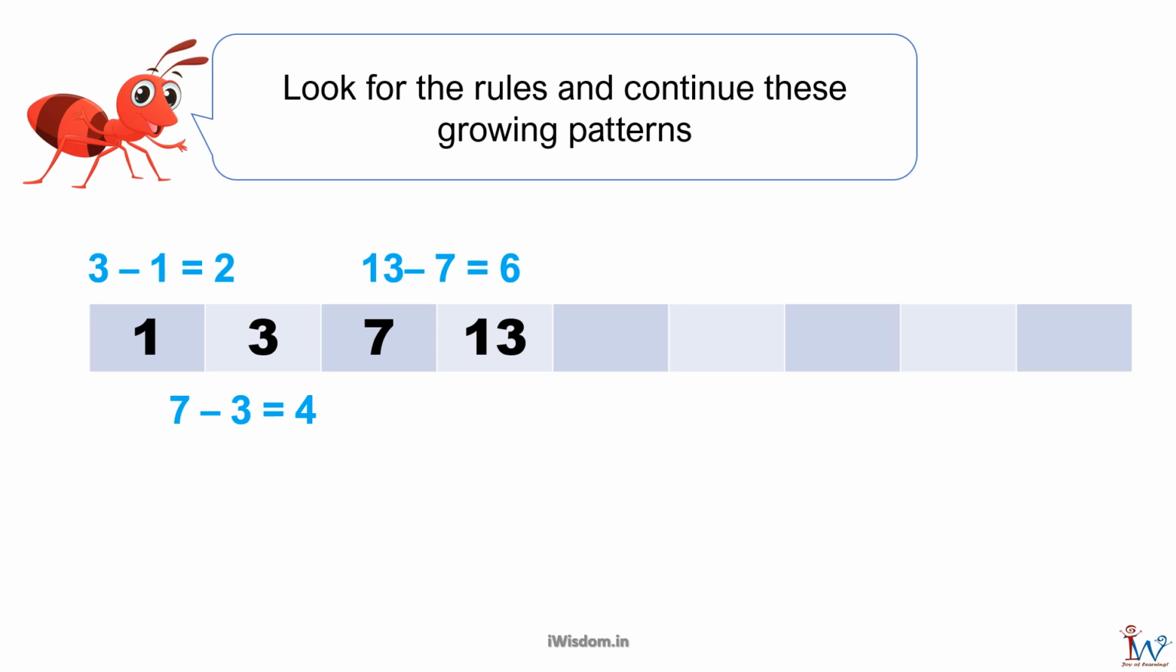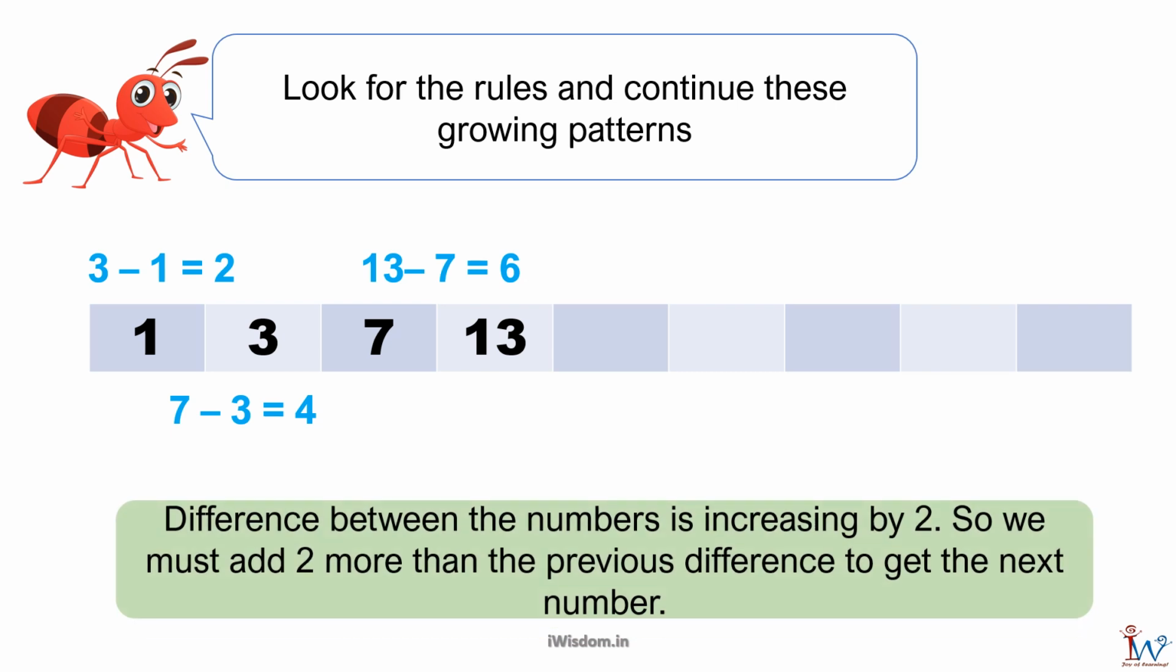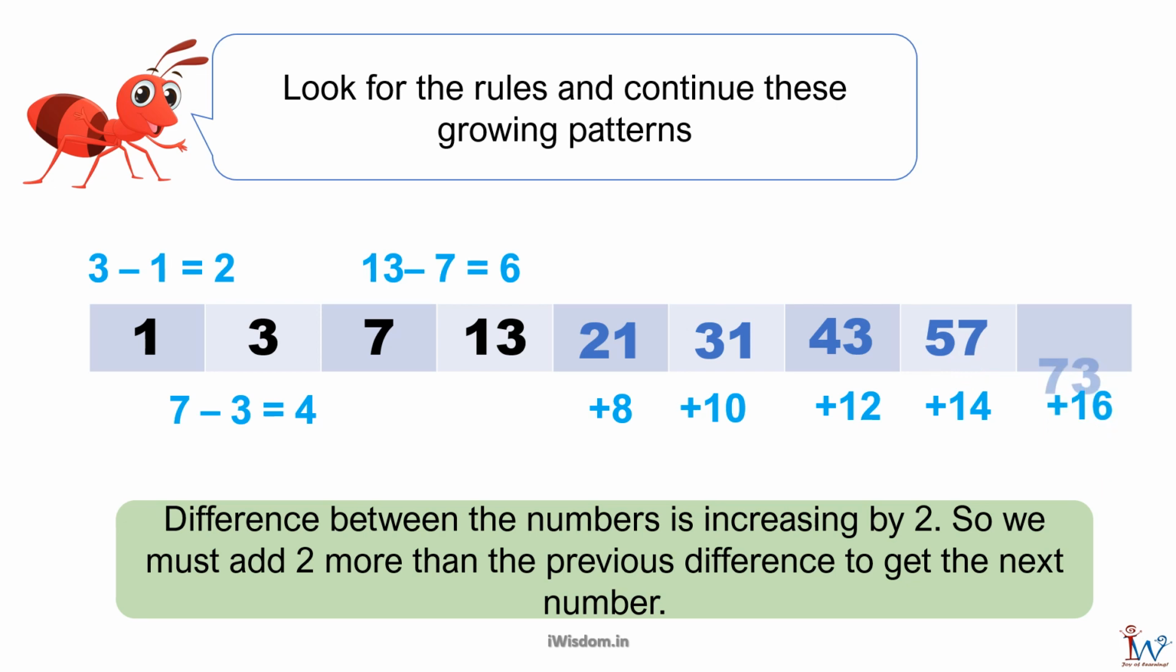It is similar to previous pattern, except it is starting from 1, while the previous one started from 0. So we must add 2 more than the previous difference to get the next number. By adding 8 to 13 we get 21. By adding 10 to 21 we get 31, and so on. Excellent.